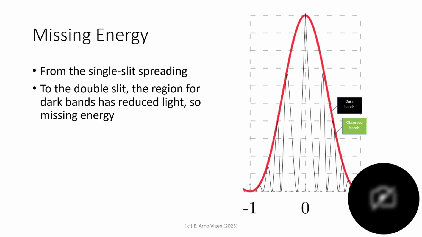It has reduced light. So the question really is, what is missing? Where did that energy go? If you did the two lights at different times, it would be the red. But somehow, all the energy in those intermediate bands disappears.